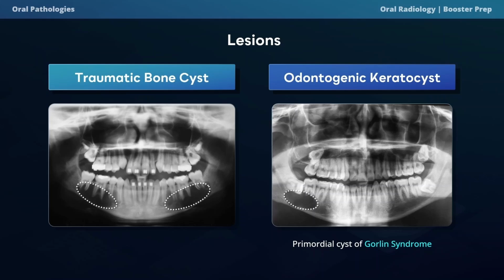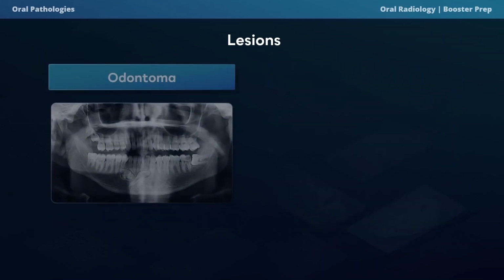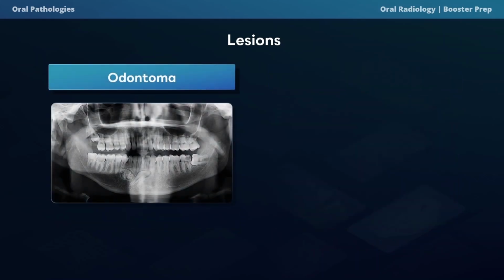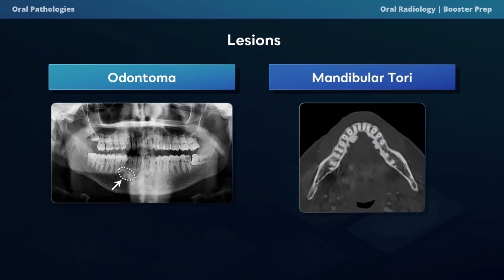Learning these two terms is important for the exam, so remember, odontogenic keratocysts are associated with Gorlin syndrome. Another lesion we might come across is an odontoma, and this is a benign tumor that's made up of tooth-like structures, and on a radiograph it'll show up as a radiopaque mass with irregular edges. You'll often see a cluster of small calcified structures that kind of look like teeth, and it's all surrounded by a radiolucent zone.